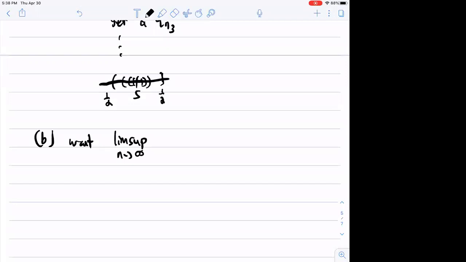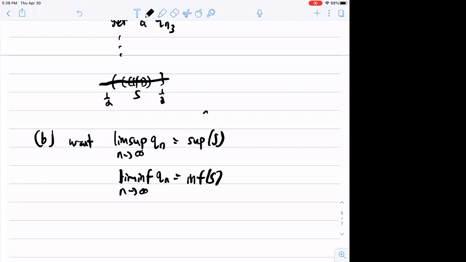Lim sup. But here, remember, lim sup was just the sup of S, where S was our set of subsequential limits. And lim inf is just the infimum of this set. We just showed above that S was R intersect (0, 1), which is basically just (0, 1), if you like. So what is the supremum of (0, 1)? It's 1, and the infimum is 0. So that will answer part B.